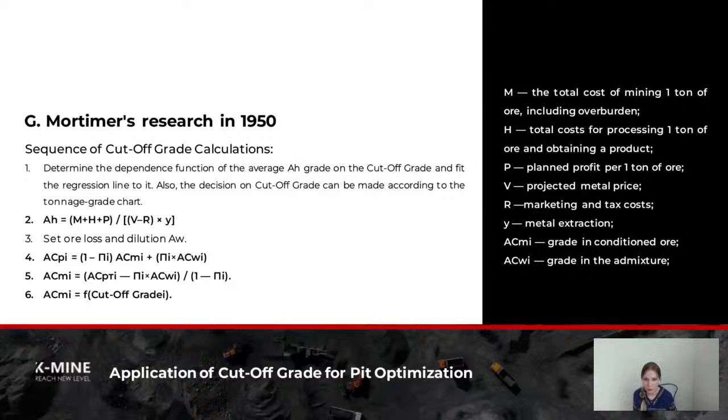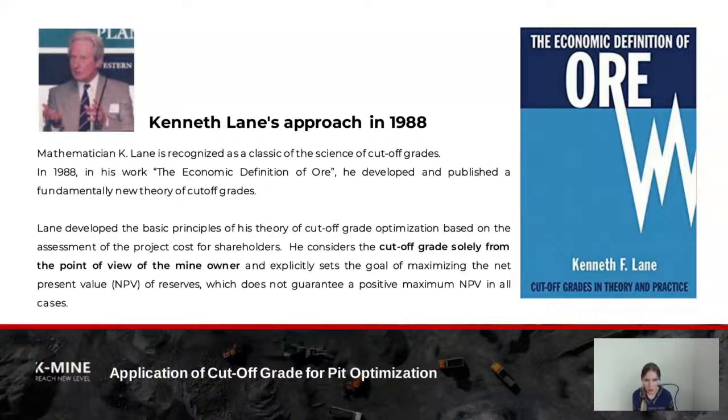of any measured value. So moving on to the next milestone of cutoff grade development, the mathematician Lane is recognized as one of the classics of the science of cutoff grades. In '88, he released his work, Economic Definition of Ore, where he developed and published a fundamentally new theory of cutoff grades. And Lane's book was and remains the benchmark for mathematically describing cutoff grade solution using the maximum net present value criterion.